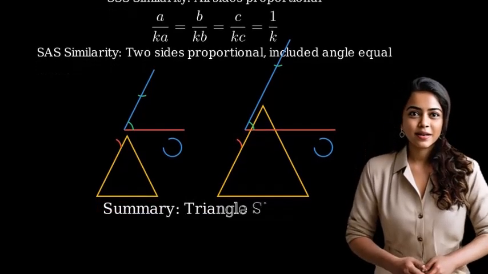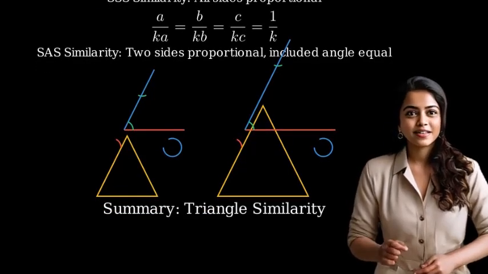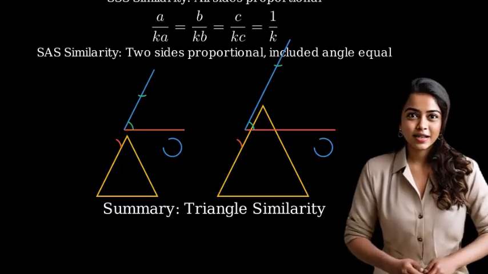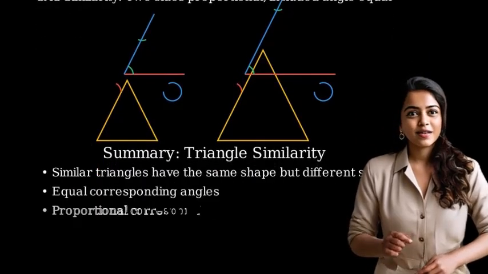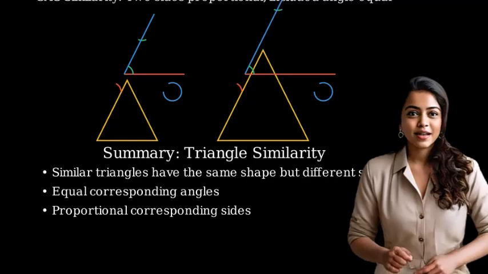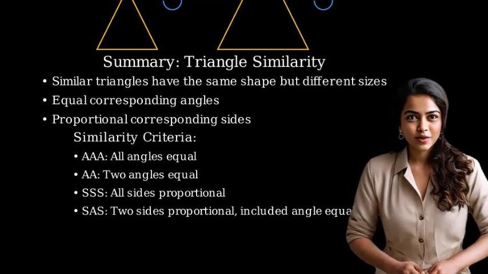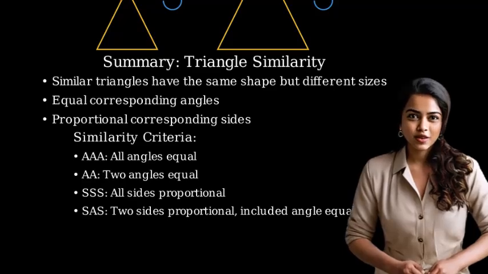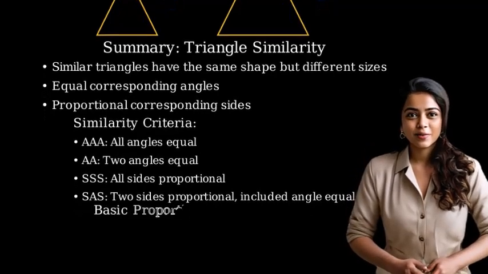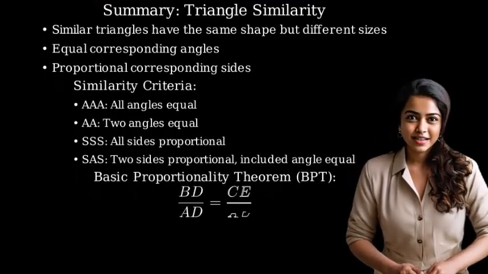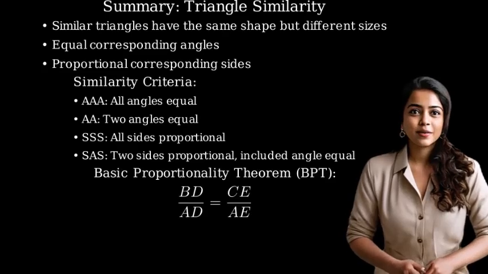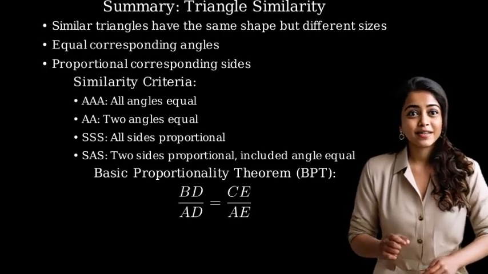To summarize, we've learned that similar triangles have the same shape but possibly different sizes. They have equal corresponding angles, and their sides are in proportion. We can identify similar triangles using the AAA, AA, SSS, or SAS similarity criteria. The basic proportionality theorem helps us understand how parallel lines intersect the sides of triangles in proportional segments.